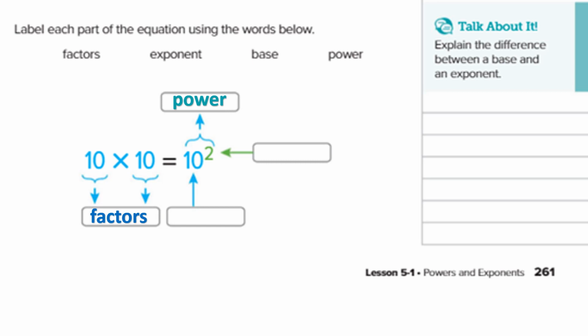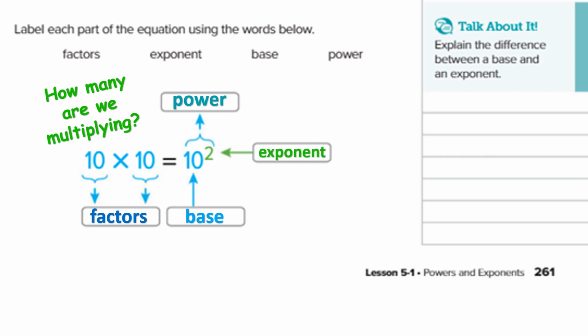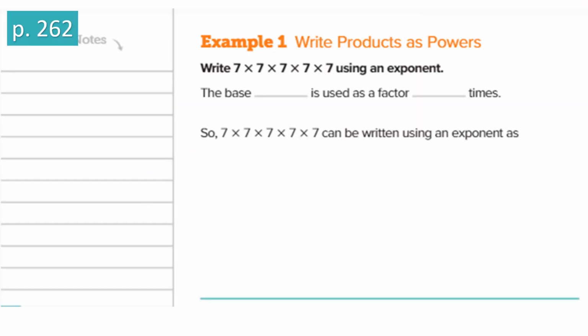Well, what is the 10 itself then in this expression? That's the base. And therefore the 2 is the exponent, right? How many times is it being multiplied together? It's being multiplied 2 different times. Therefore, that is going to be my exponent of my power.